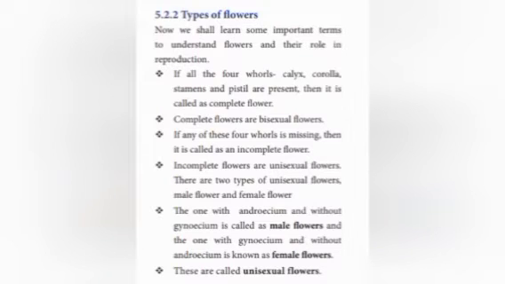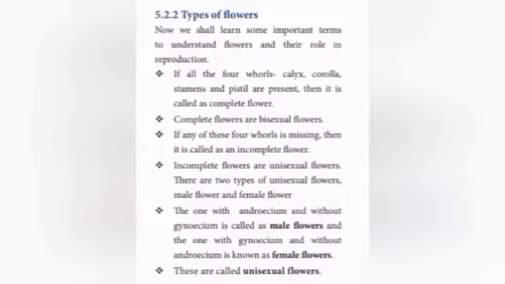Now we shall learn some important terms to understand the flower and its role in reproduction. If all the four whorls, calyx, corolla, stamens and pistil, are present, then it is called a complete flower. Complete flowers are also known as bisexual flowers. If any one of these is missing, then it is called an incomplete flower. Incomplete flowers are also known as unisexual flowers.